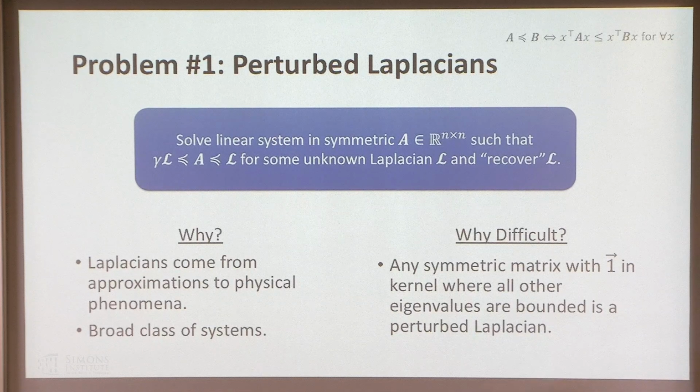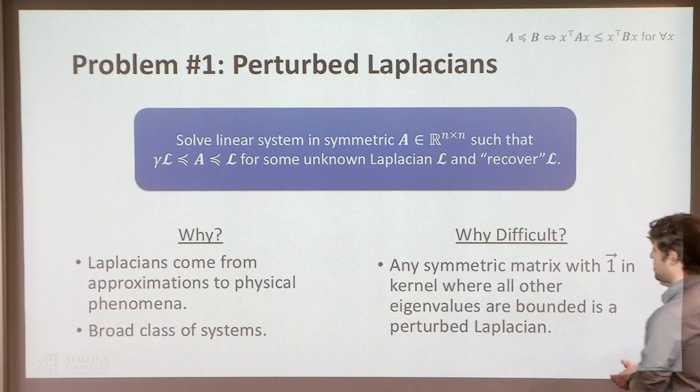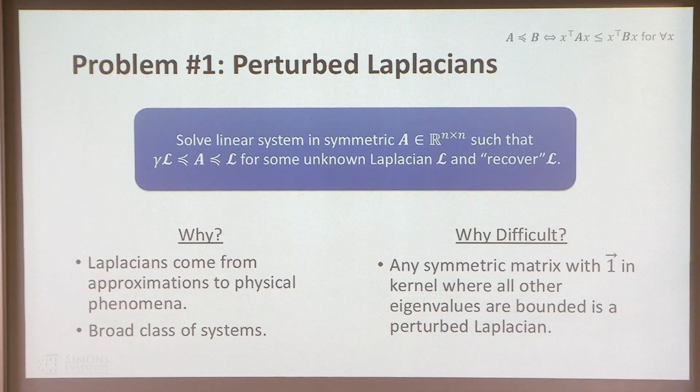And the shortest explanation I can give for why solving these matrices is somewhat challenging is: suppose I have an arbitrary symmetric matrix that has the all ones vector in the kernel, and every eigenvalue lies in some bounded range. Right? So think I just have some random entries, and then I just project orthogonal to the all ones vector. Right? That matrix is spectrally well approximated by the Laplacian of the complete graph. Right? However, seeing that, you have to do something to compute all the eigenvalues.